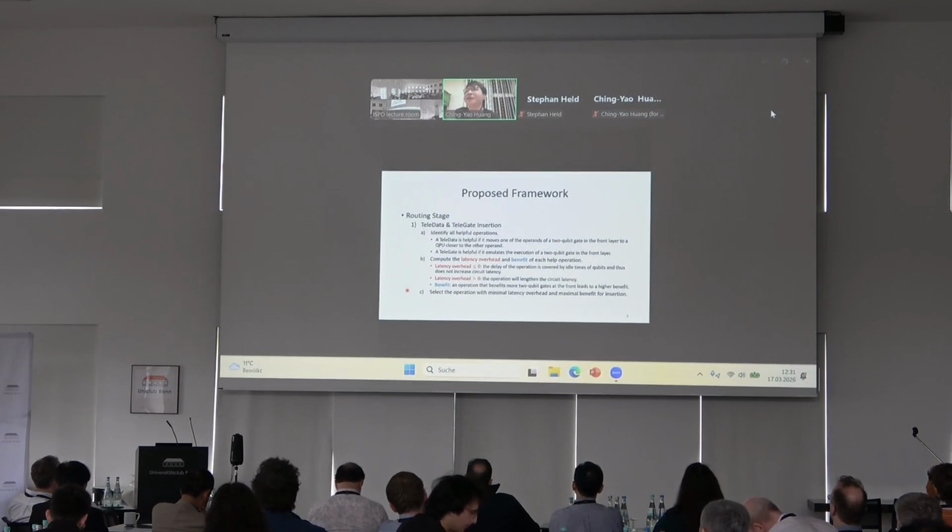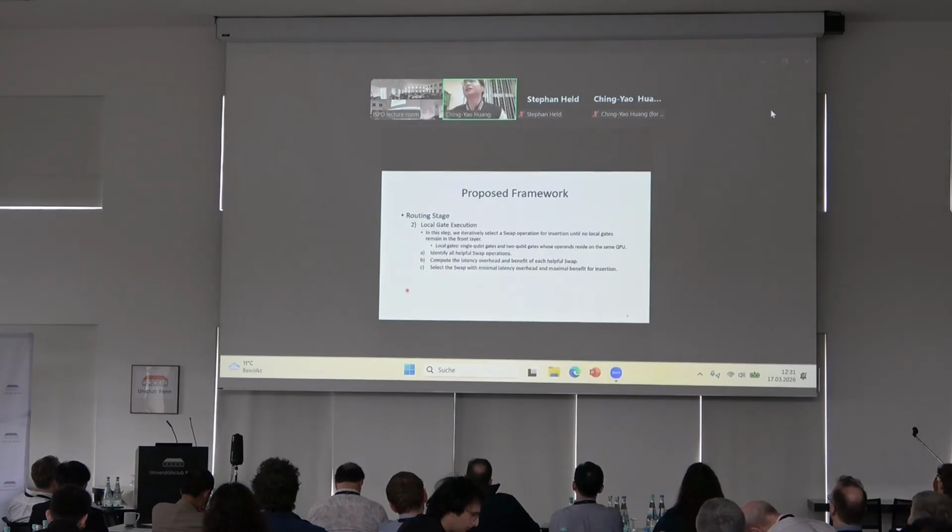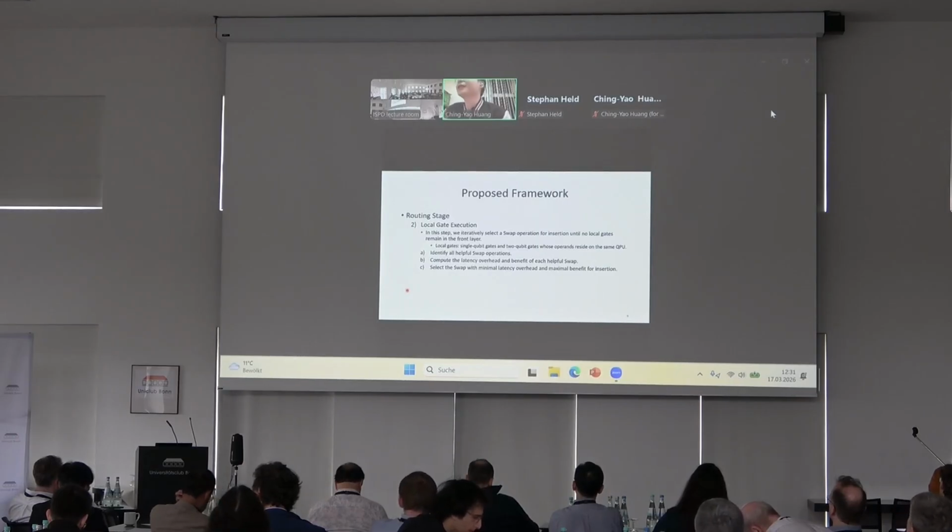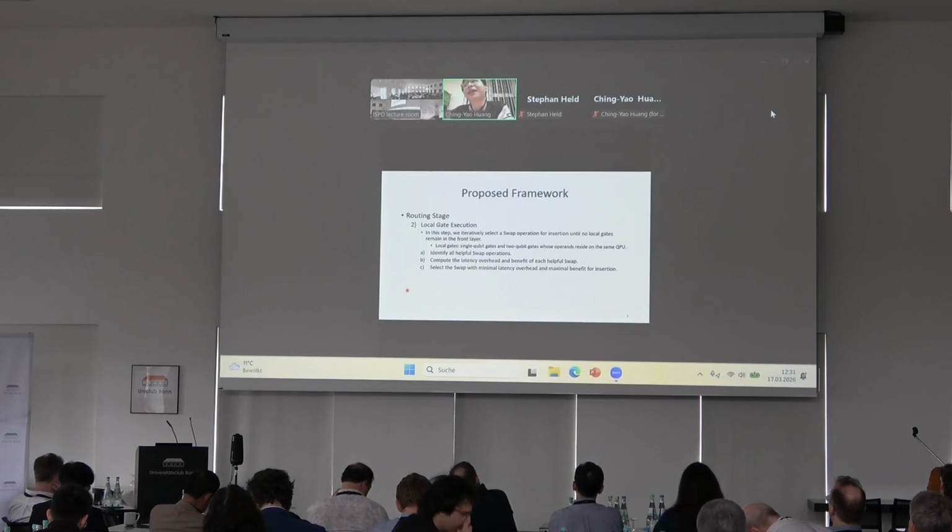After we insert an inter-QPU operation, we iteratively insert a swap operation until no local gates remain in the front layer, where a local gate is a single qubit gate or a two qubit gate whose operand qubits reside on the same QPU. And similar to the Teledata and Telegate insertion step, we first identify all the helpful swap operations. Then we compute the latency overhead and benefits of each one and select the swap with minimal latency overhead and maximal benefits for insertion.